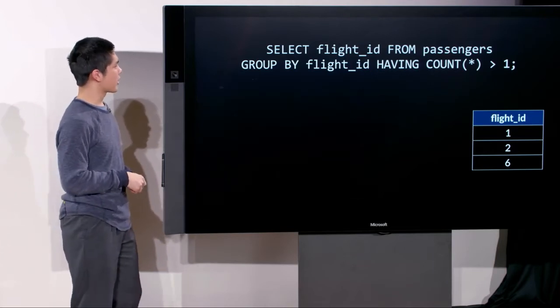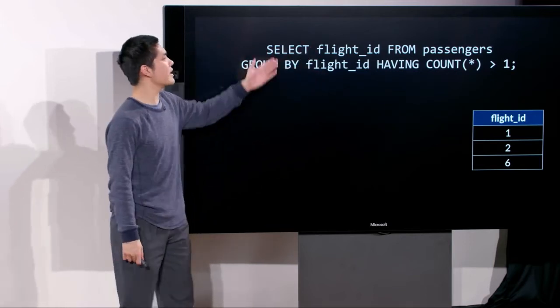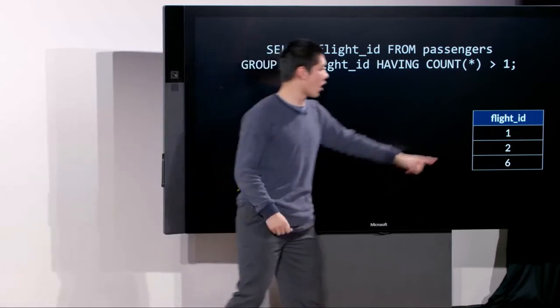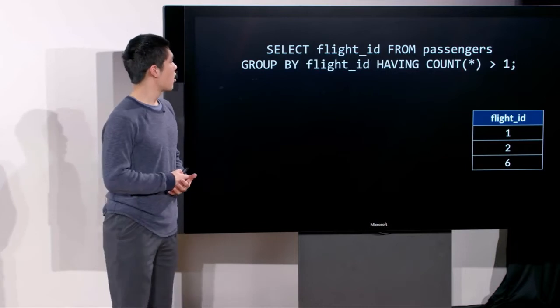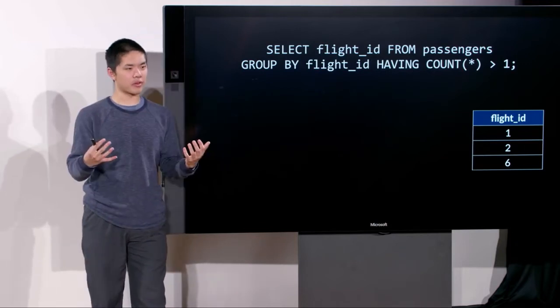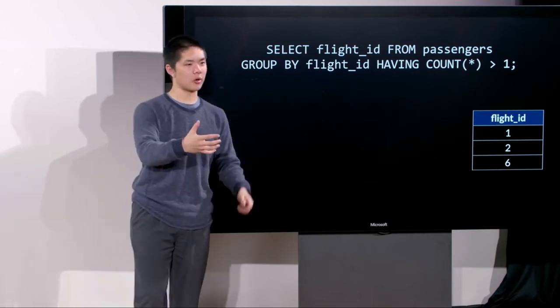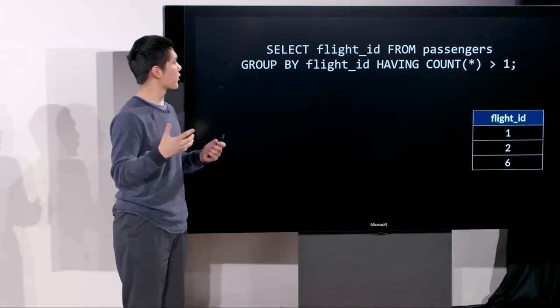But what if then, so now I've created this syntax, select flight ID from passengers, group by flight ID, having count star greater than 1, which is this long syntax that means get me all of the flight IDs for flights that have multiple passengers. What if now I wanted to select all of the flights themselves that have multiple passengers? I want to select from my flights table, but only the flights that have more than one passenger.